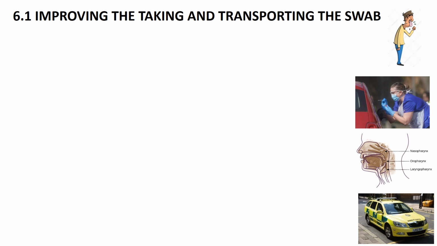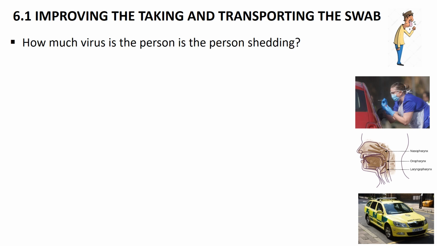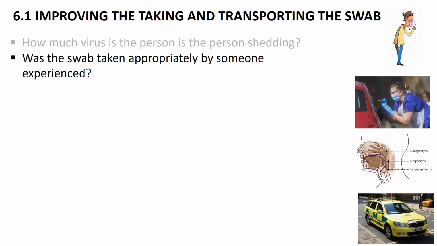Okay, so let's look at the first way of actually maybe improving the test result. We can look at improving how we actually take and transport the swab itself. First question is, how much virus is the person shedding? People can shed different amounts of virus at different times, and that can be an issue. The second thing is the swab being taken by someone who's experienced, because a nurse will know how to take that swab properly rather than you doing it yourself.